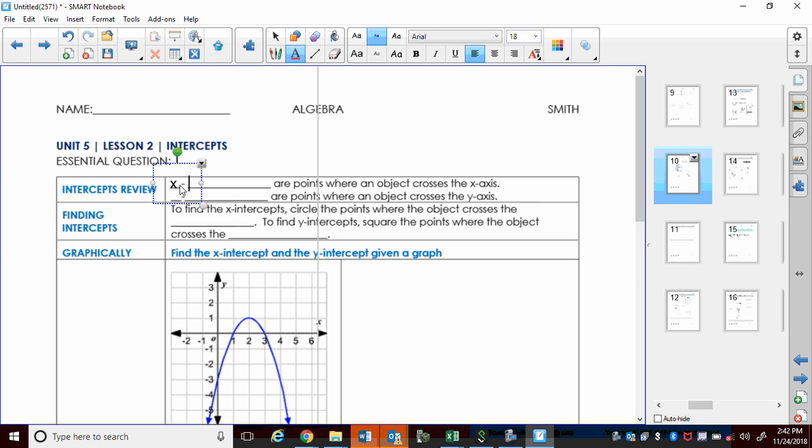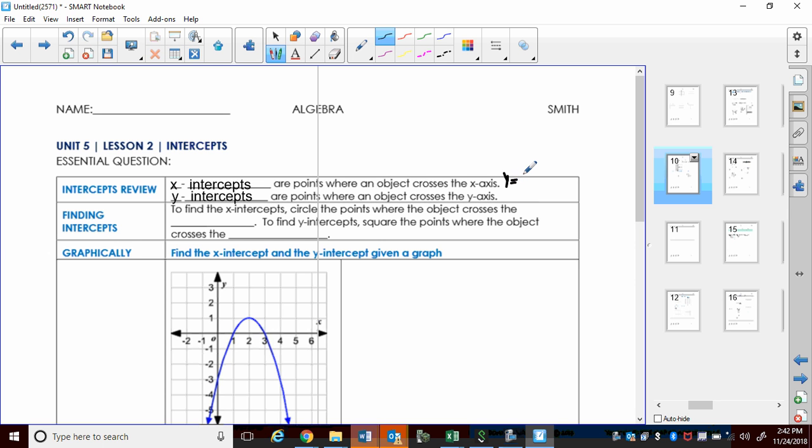So x-intercepts are the points where an object crosses the x-axis. Now, on the other hand, y-intercepts are the points where an object crosses the y-axis. Now, algebraically, this is when y equals 0.